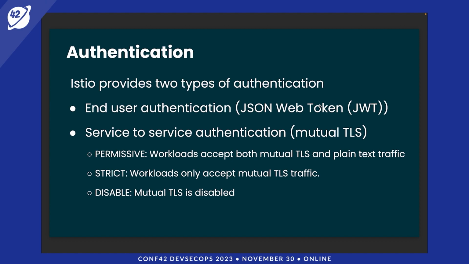There are multiple ways you can implement the authentication. One is permissive, where the services running in your Kubernetes workload will accept plain text traffic as well as mTLS traffic. Second is strict, where all the services will only accept mTLS. And third is disable, where we say we don't want any kind of TLS encryption, we just want plain text communication between our applications or services.